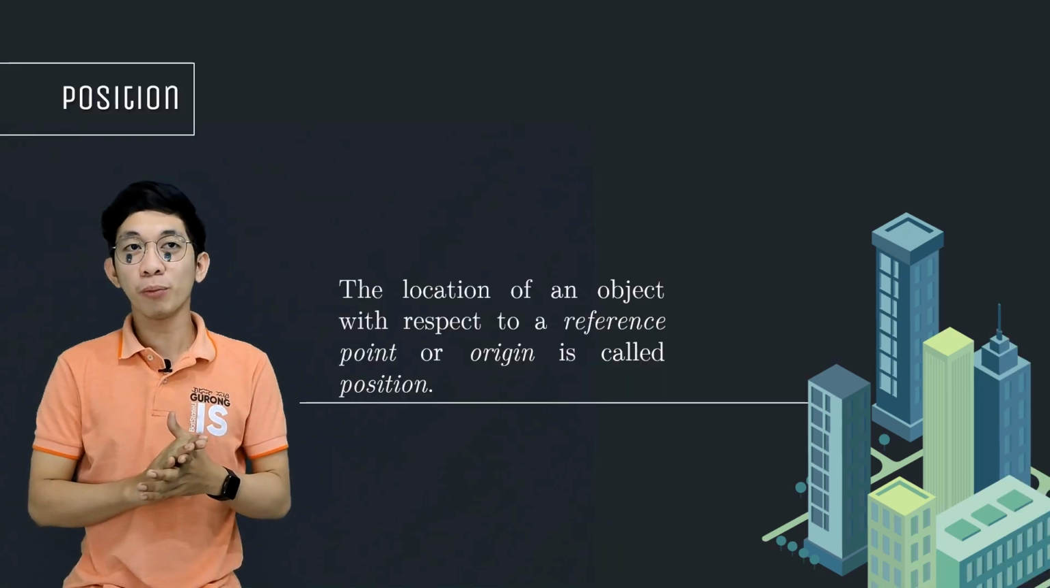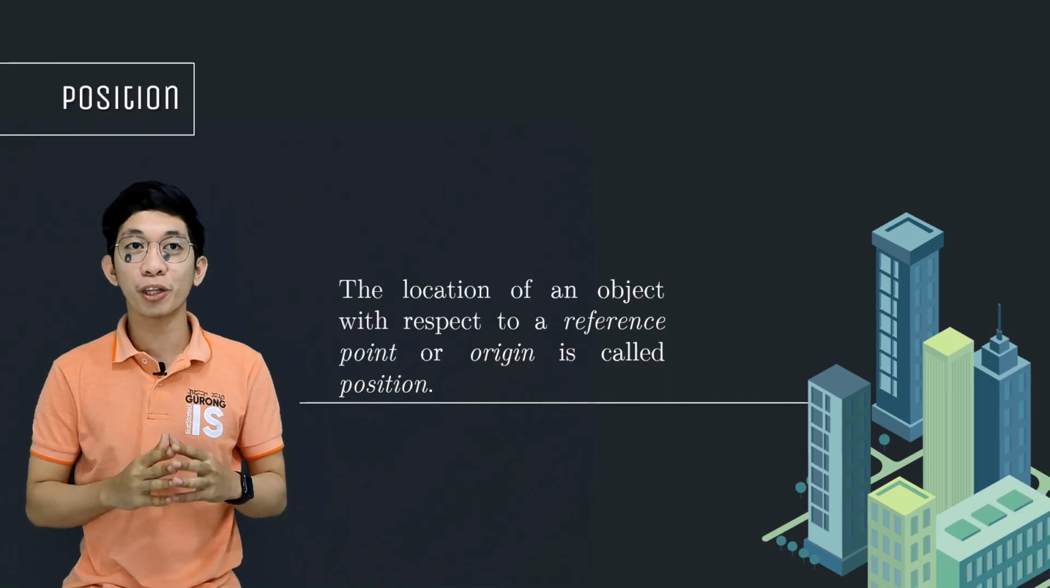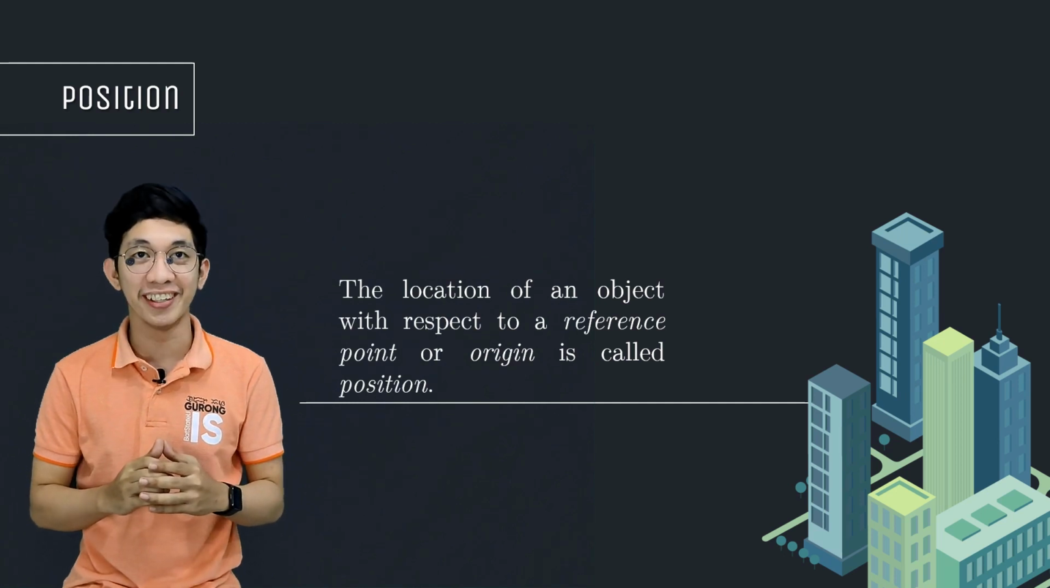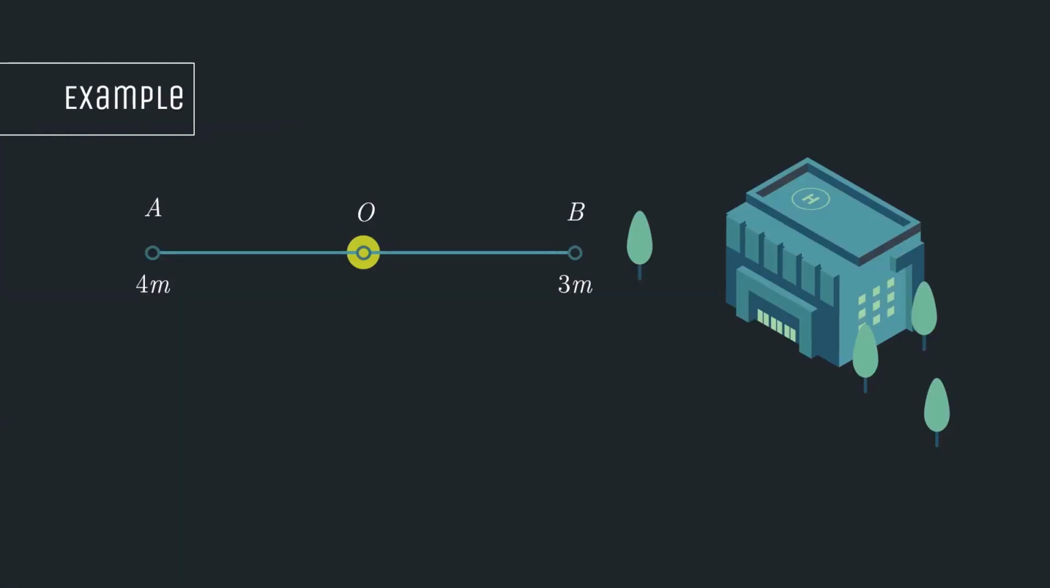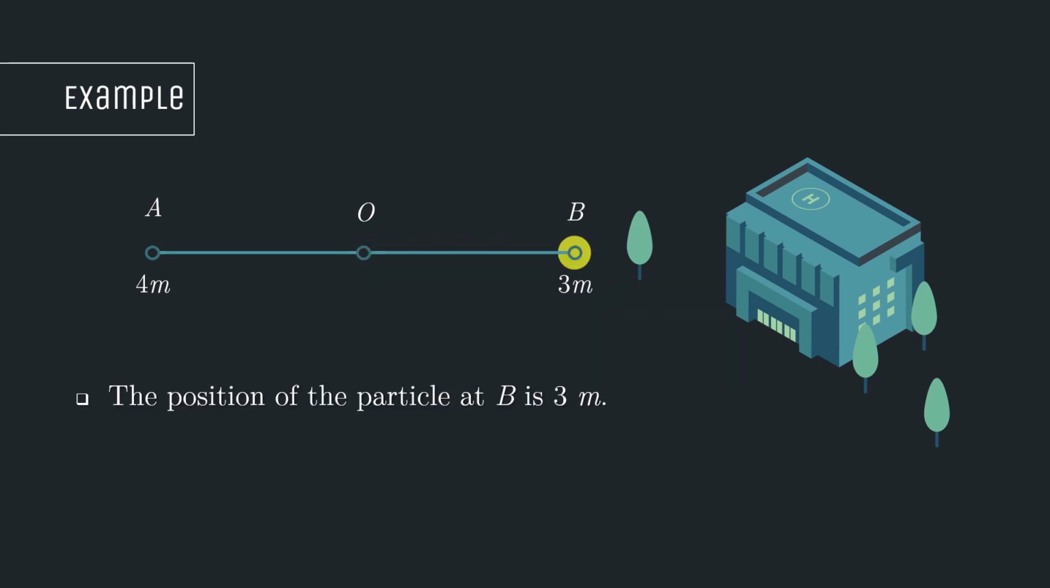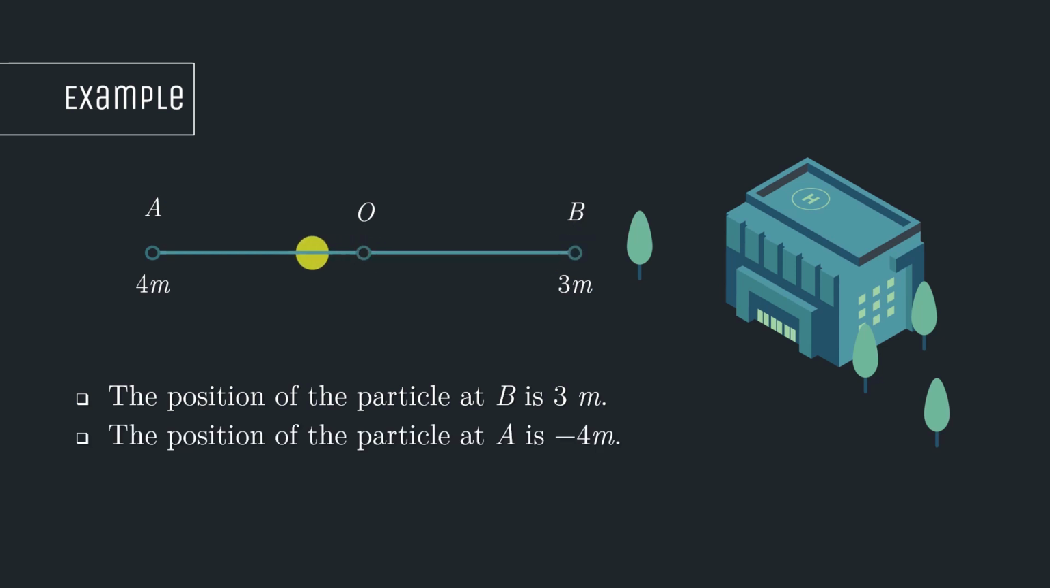The location of an object with respect to a reference point or origin is called position. For example, from the reference point O, the position of the particle at B is 3 meters. And from the reference point O, the position of the particle at A is -4 meters.